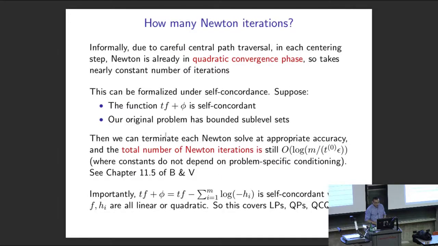So we already talked about this. We haven't really given a precise analysis of how many Newton iterations it takes, but the analyses that you can find in, let's say, Nemirovsky and Nesterov's monographs on interior point methods, they basically show that this updating scheme keeps Newton in the quadratic convergence phase. So every call of Newton takes a constant number of iterations to get to extremely high accuracy.